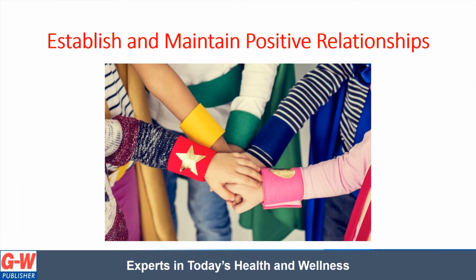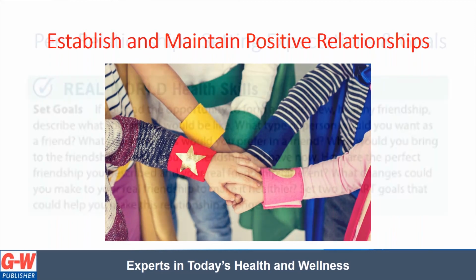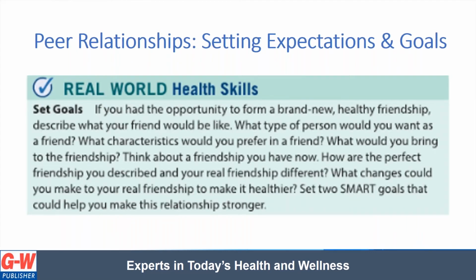Next, we're going to move on to the skill of establishing and maintaining positive relationships. Let's start with peer relationships. Very early on, I want my students to start to think about expectations. What type of person do they want as a friend? What characteristics are they looking for in friends? And what do you bring to a friendship?